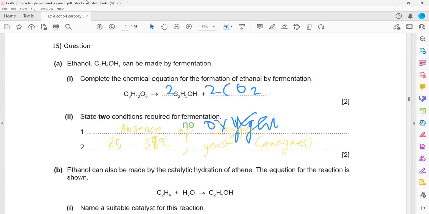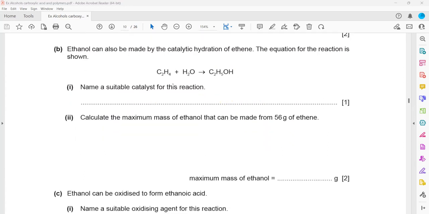The next one, ethanol can also be made by catalytic hydration of ethene. The equation for this reaction is shown. Name a suitable catalyst for this reaction. What is the catalyst used for this reaction? Phosphoric acid is used as a catalyst.